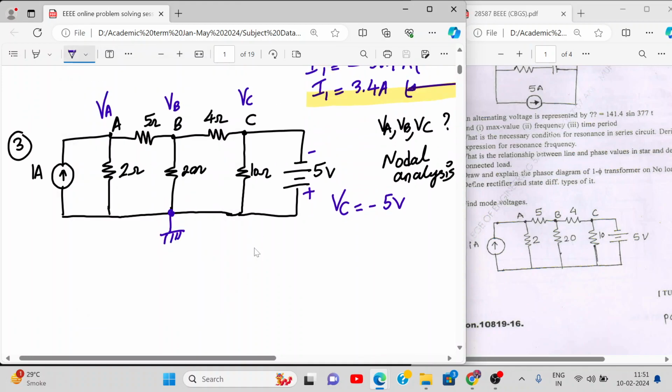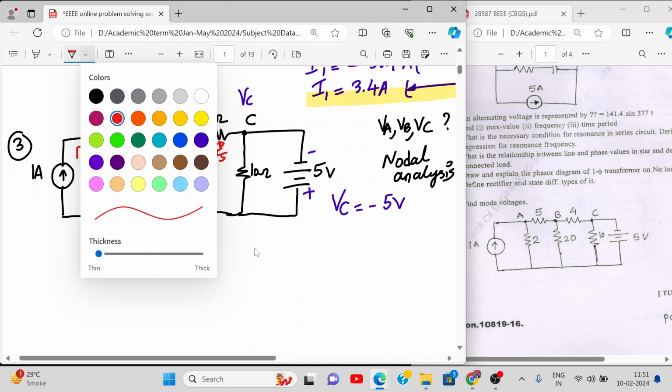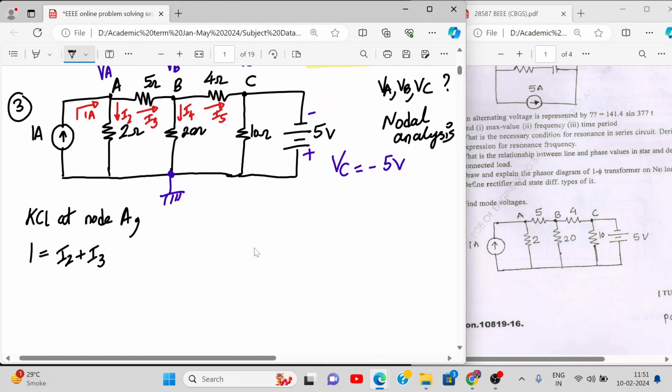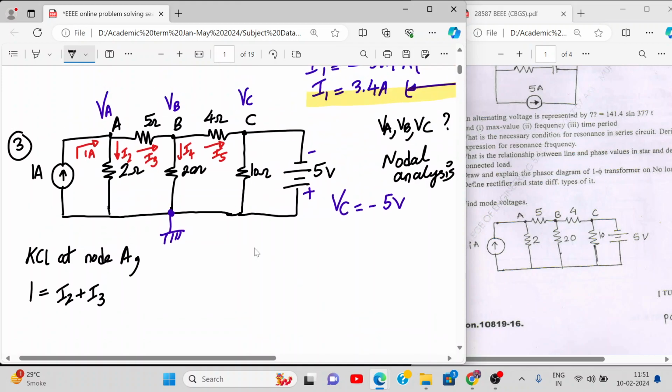We apply KCL to node A and node B. So let's do that. Let me mark the currents. So this current is already coming inside, 1 ampere. This is outgoing current I2. This will be I3, I4 and I5, because node voltage C we already got. So let's start. You write KCL at node A. So what do we get? Incoming current is 1 equal to outgoing current I2 and I3. So I2 plus I3.